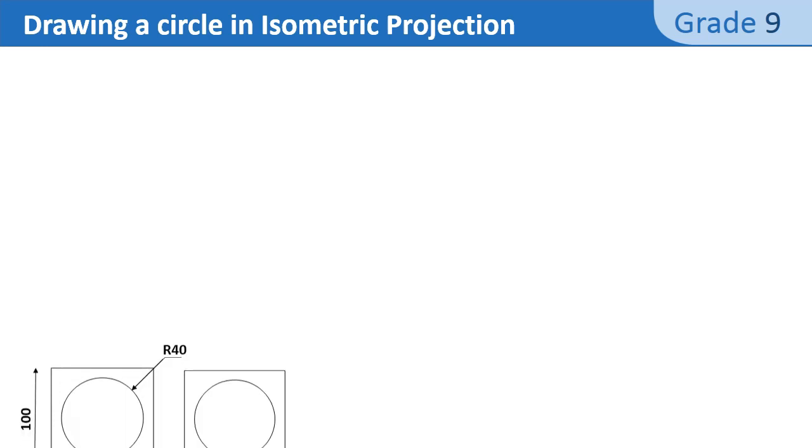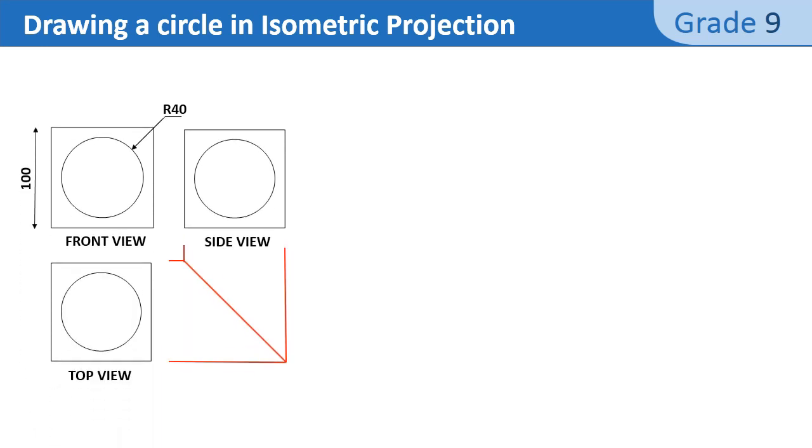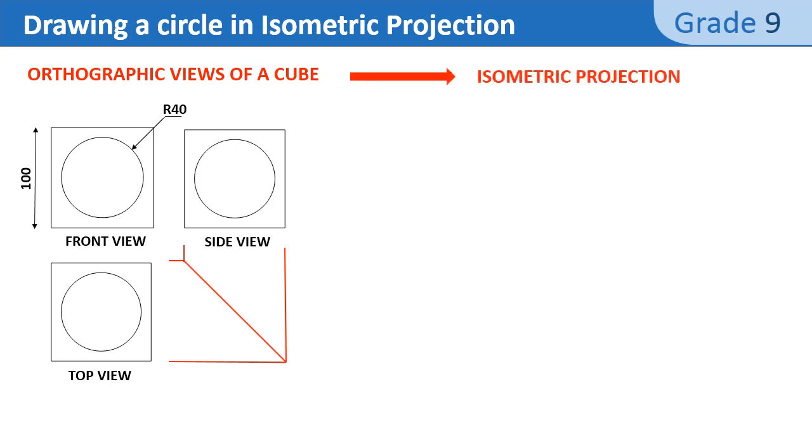Let's see how we will draw a circle in isometric. In isometric projection, you will discover that a circle will change into an ellipse. So let's take an example. Here we have the orthographic views of a cube of length 100 millimeter. On the cube, we will have similar circles of diameter 80 millimeter drawn at the center of the surface. We will now draw the isometric projection of the cube.